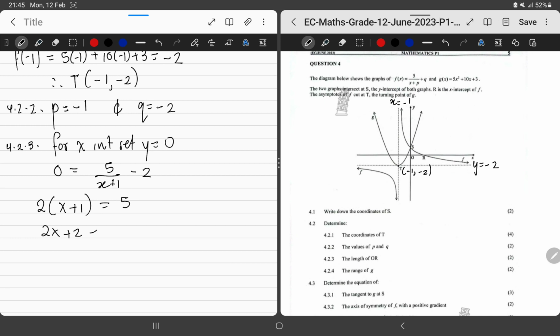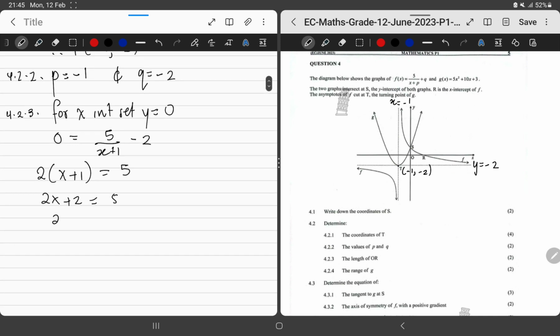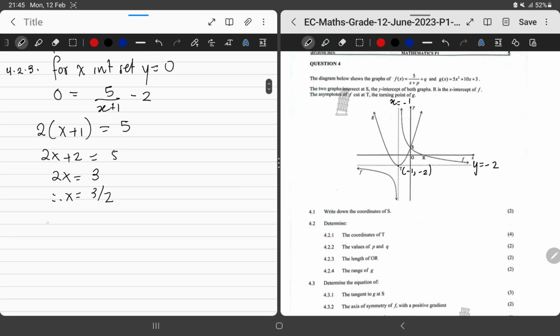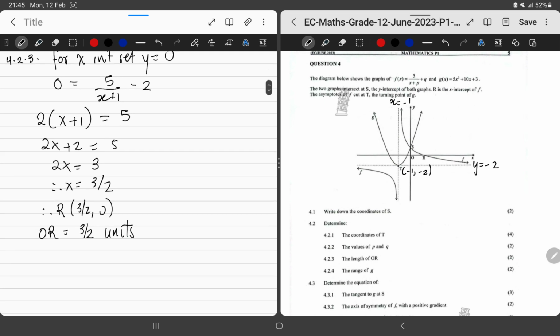2x plus 2 is equal to 5. 2x is equal to 3. So x is equal to 3 over 2. The coordinates of R should be (3/2; 0). OR is 3 over 2 units.